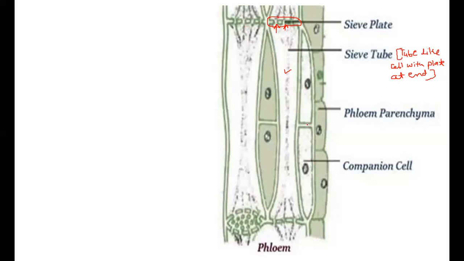Now the sieve tube is basically dead. We can see that no nucleus is present in the sieve tube. So the activity of the sieve tube is controlled by the companion cell. The companion cell is a living cell, because it has the nucleus here. So the companion cell provides nutrition to the sieve tube.